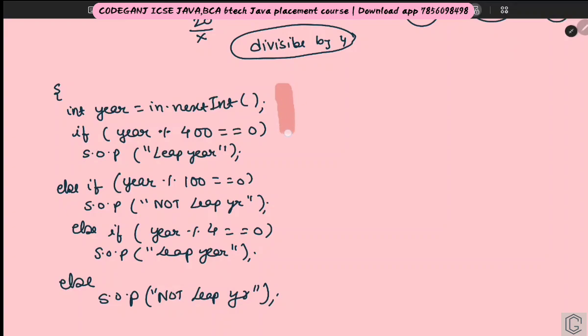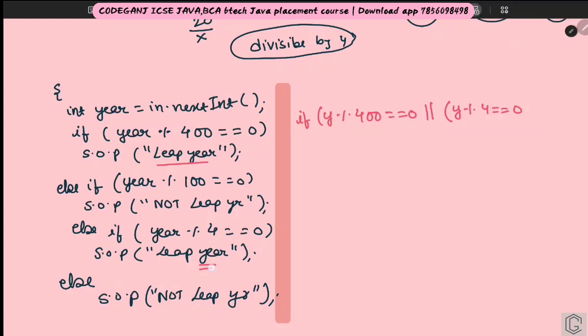Going forward, we can also combine all these conditions into one condition. So that I will be doing here. You try to understand in which cases it is a leap year. First is certain: if it is divisible by 400, it has to be a leap year. So you can write: if year mod 400 equals 0, then it is definitely a leap year, correct? Then you can say or, if my year is divisible by 4, then also I can say it is a leap year, but in that case you should check that the number is not divisible by 100.